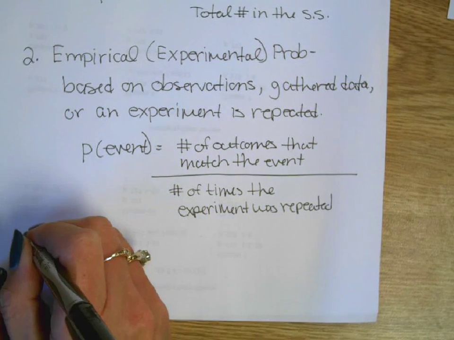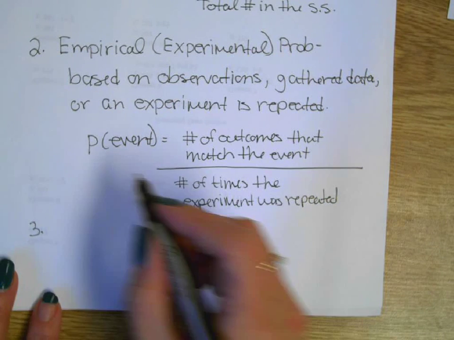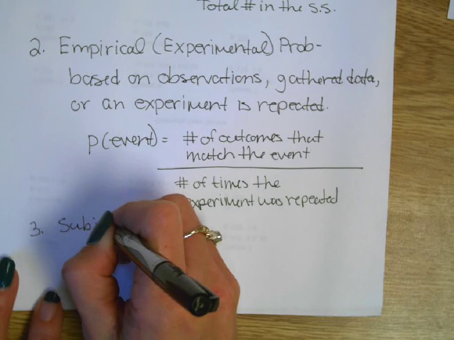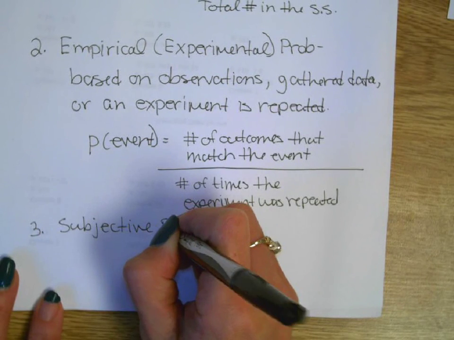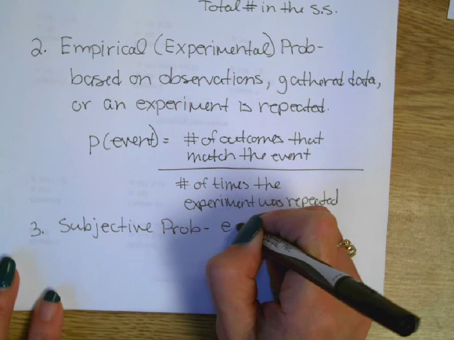And then our third one is subjective probability. And these are just our educated guesses.